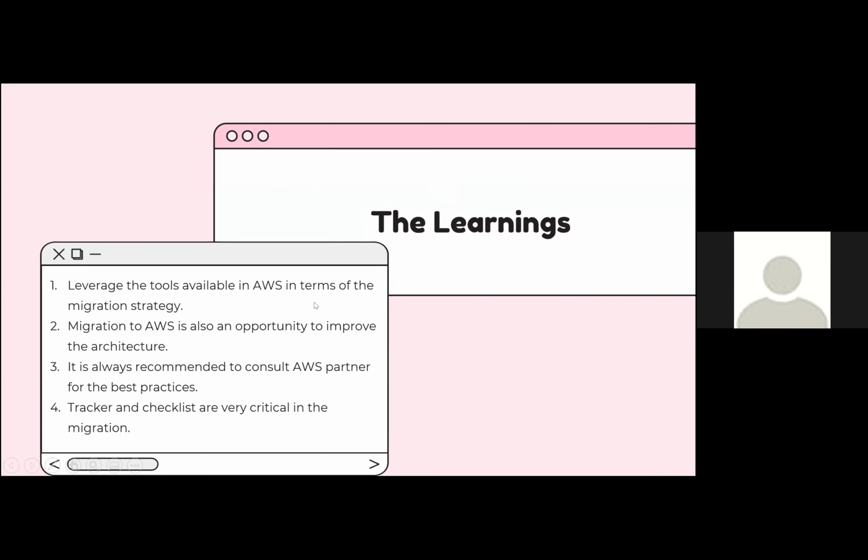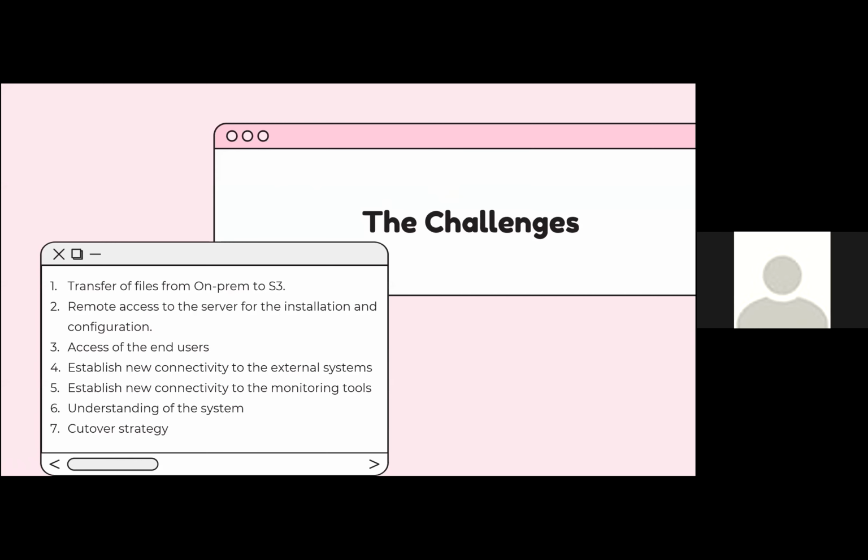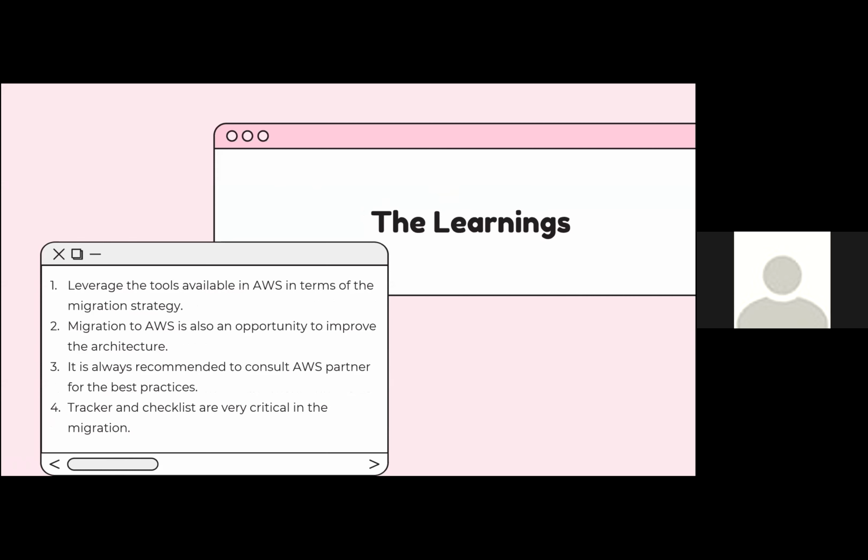So the learnings. This part is the last part of my presentation. The learnings are that, as I mentioned, you have to leverage the tools available in terms of the migration strategy as much as possible. I think the only challenge is the understanding of the tools available, because if it's your first time to encounter AWS and you're not an expert, or you don't have any knowledge of using the tools, then you need to have at least the basics of what services are available and how to use those.